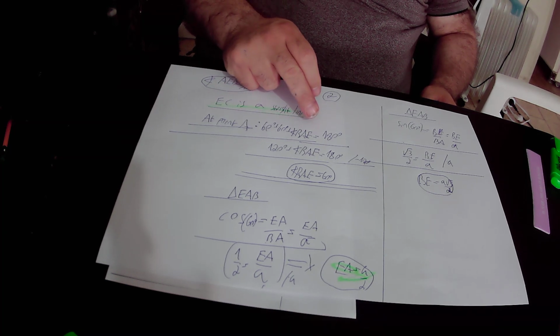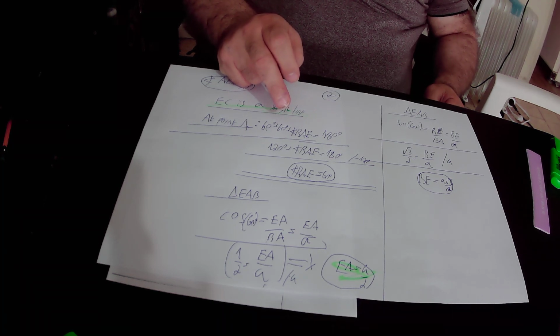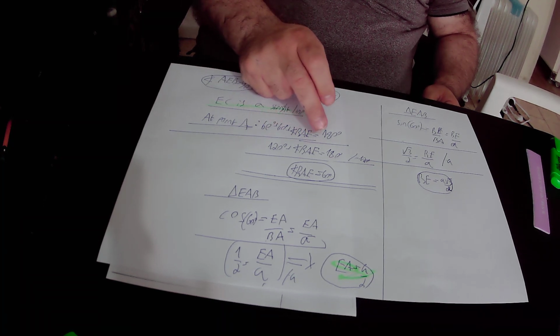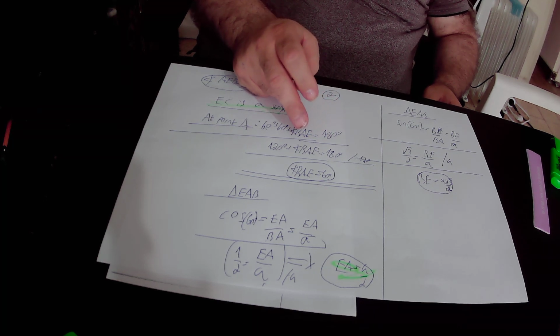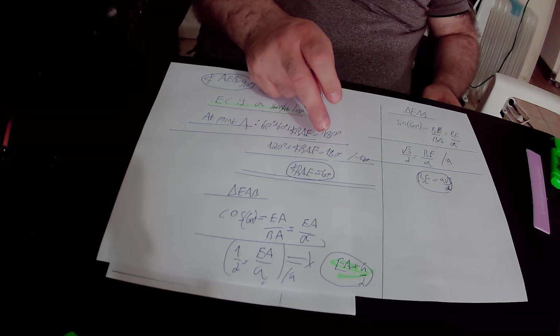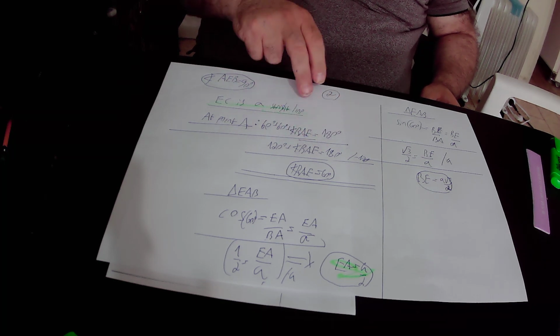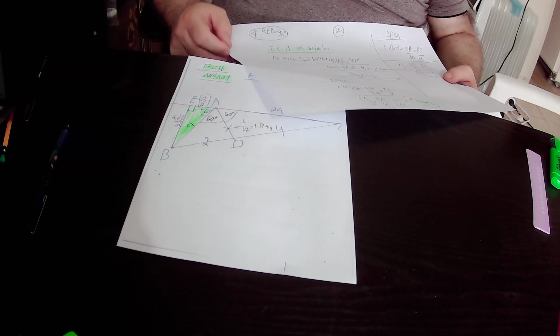So 60 degrees plus 60 degrees plus angle BAE must be equal to 180 degrees. 60 degrees plus 60 degrees is 120 degrees. So 120 degrees plus angle BAE equals 180 degrees. We subtract 120 degrees from the equation and find that the missing angle BAE equals 180 degrees minus 120 degrees. It is 60 degrees. So the missing angle here is 60 degrees.